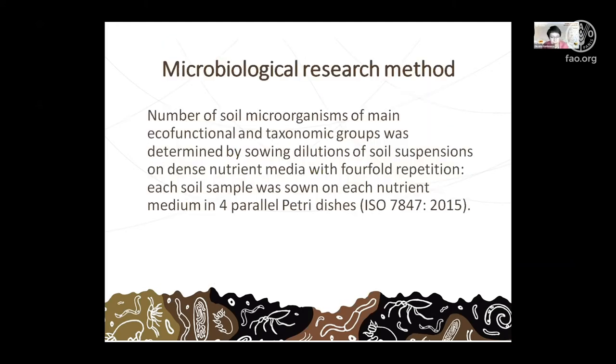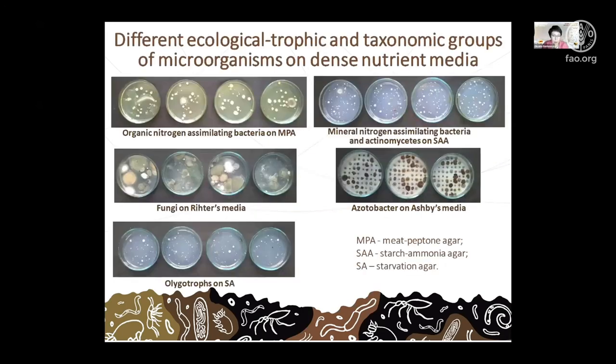We used the classical method of soil microbiology. This is a method of cultivation on dense nutrient media. On this slide, you can see photos of petri dishes with colonies of microorganisms from soil on solid selective nutrient media. Organic nitrogen assimilating bacteria on meat peptone agar, mineral nitrogen assimilating bacteria and actinomycetes on starch ammonia agar, fungi on Richter media, oligotrophs on starvation agar, azotobacter on Ashby media.